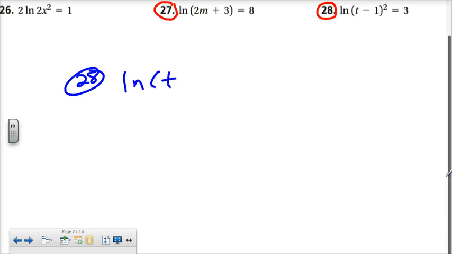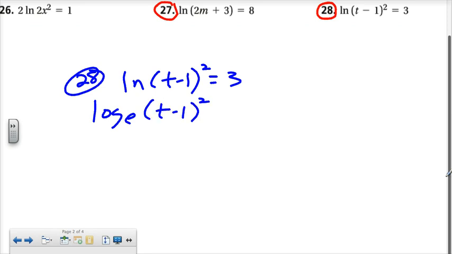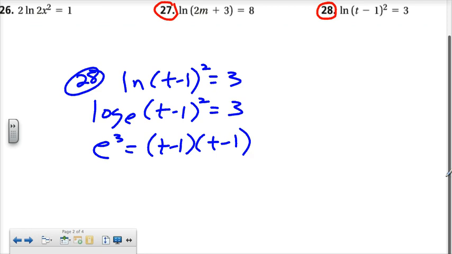Natural log of the quantity t minus 1 squared equals 3. Well, that is the logarithm base e of the quantity t minus 1 squared equals 3. And by snail shelling, we would get e to the 3rd equals, and then t minus 1 squared. If you know the formula and have done that enough when you're squaring a binomial, you probably could just jump right to the t squared minus 2t plus 1.